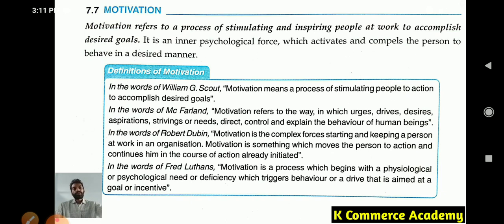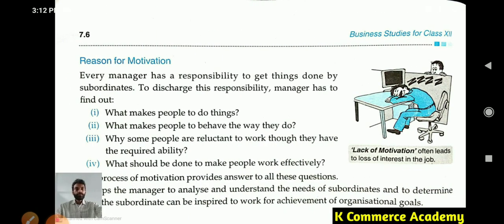And what does motivation mean? Motivation means the process of stimulating and inspiring the people. You can note down this meaning in your copies. Further, what is the need of motivation? What is the reason for motivation? Why do we need to motivate the people?